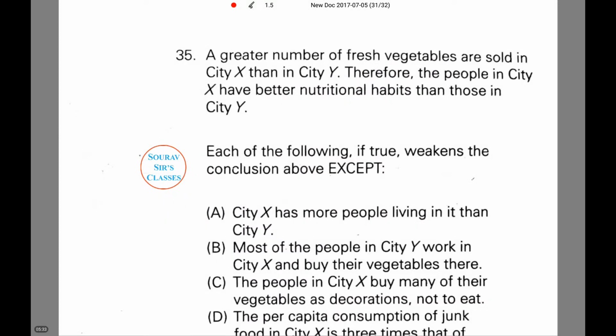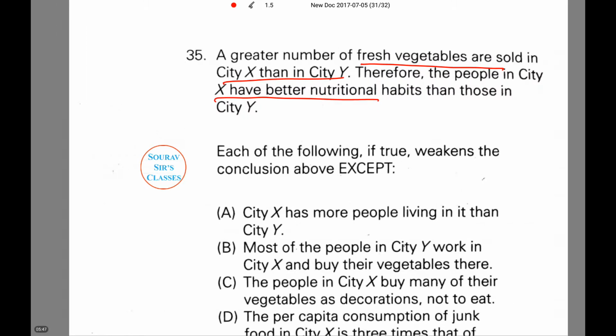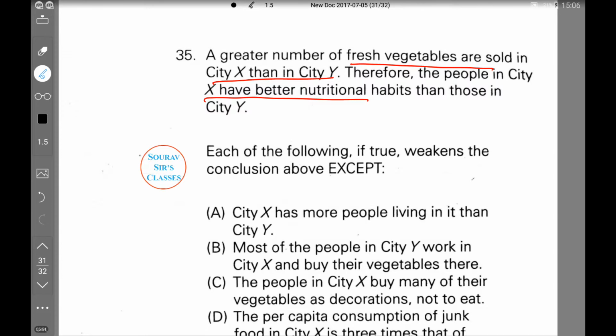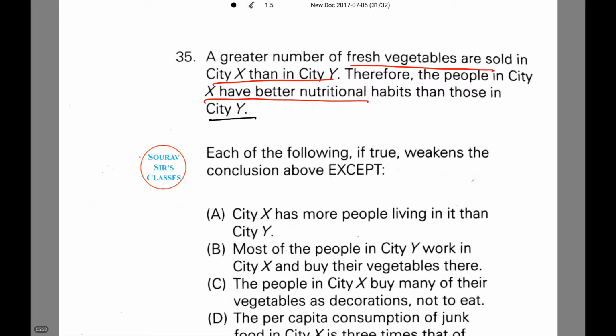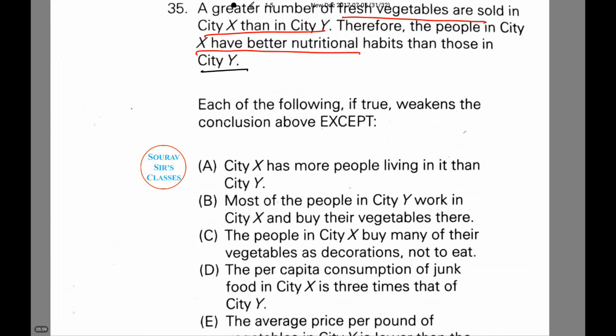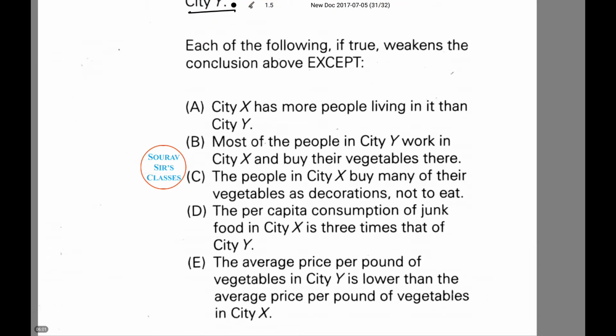Now let's do a little bit different kind of verbal reasoning. A greater number of fresh vegetables are sold in city X than in city Y. Therefore, the people in city X have better nutritional habits than those in city Y. Now each of the following, if true, weakens the conclusion above except.